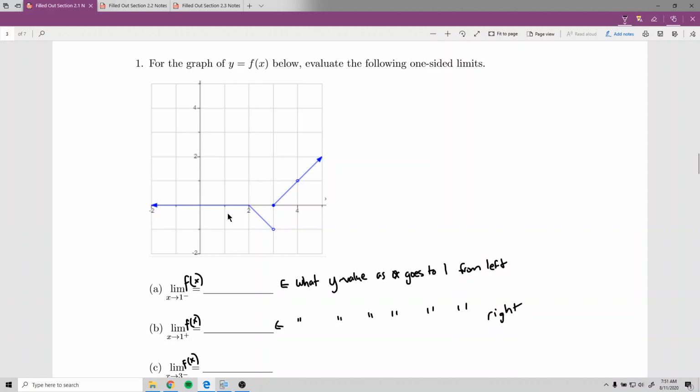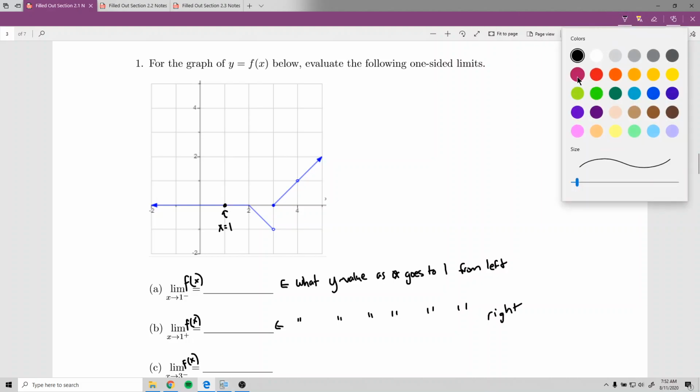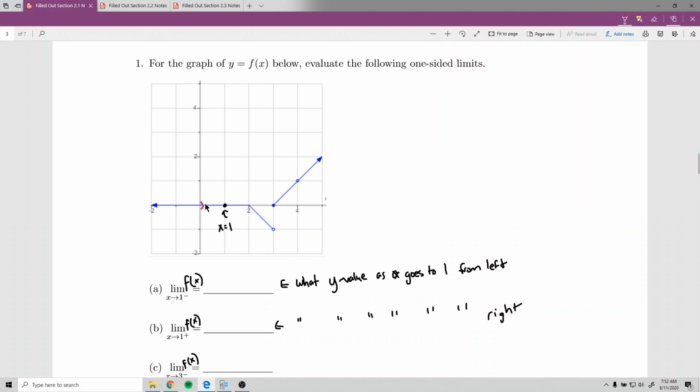And so what you want to do, this will be on your computer so you probably won't actually write on it, is just look at where x equals 1 is and make a mark for yourself. This is where x equals 1. And as we go towards it from the left, what y value are we going towards? Well, this is the x-axis, that's where y is 0, so as we walk towards it, we are going towards y equals 0. That makes the answer to the first part 0.